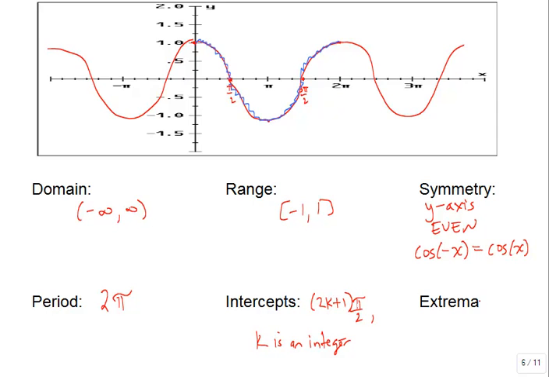And then finally, where are the extrema? Well, we have maxes at 0 and 2 pi and a min at pi. So we've got extrema at 0, pi, 2 pi, 3 pi, 4 pi, and so on. So at all those multiples of pi. So k pi, where k is an integer.